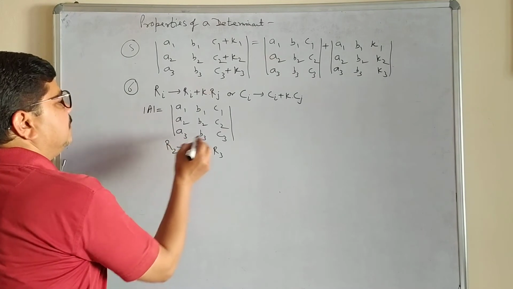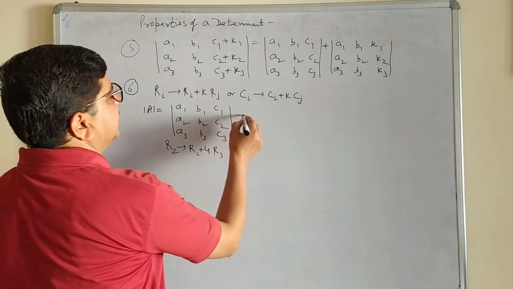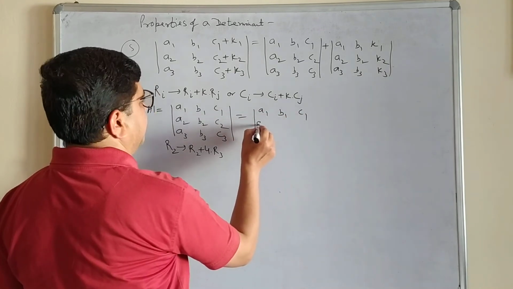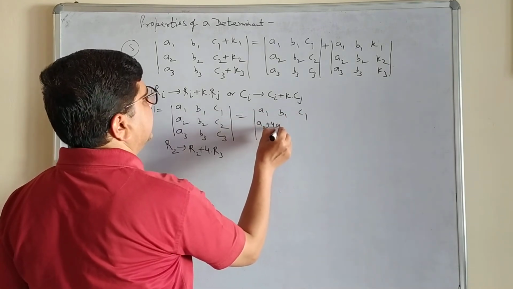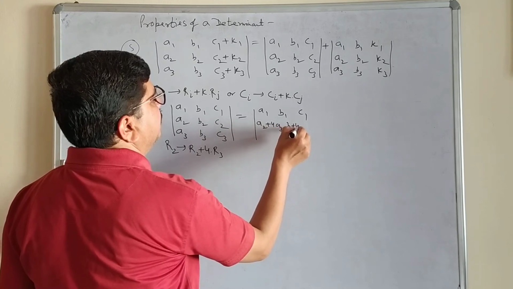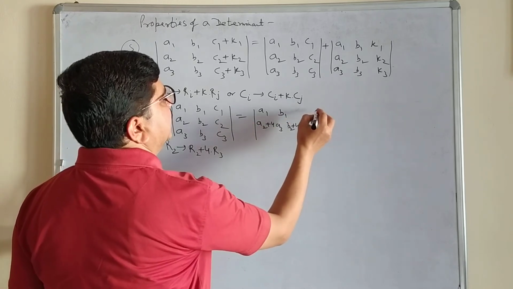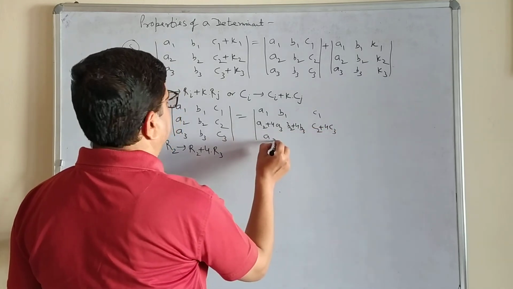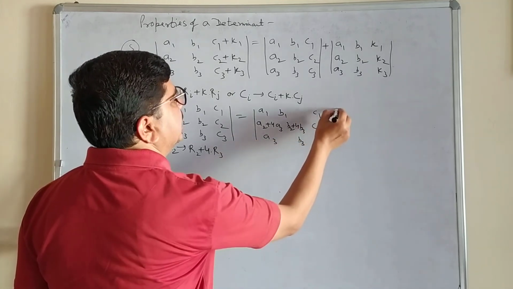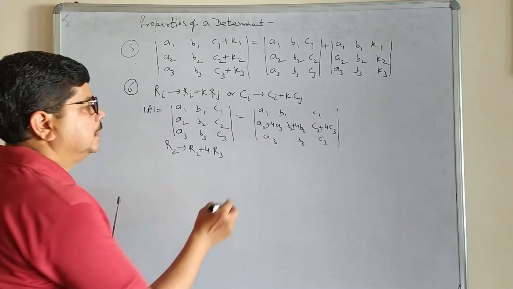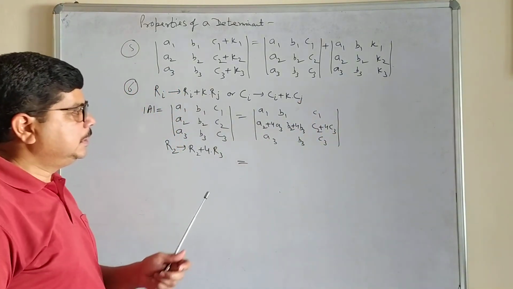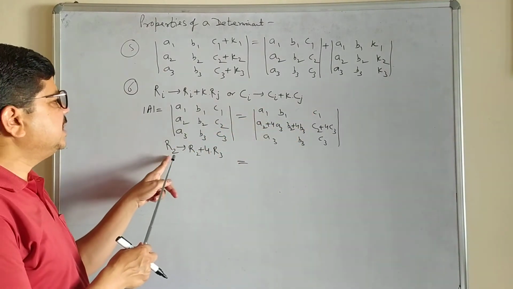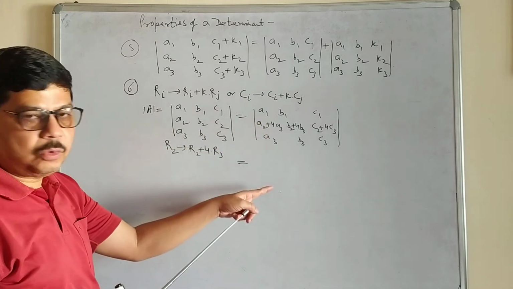So writing R2 as R2 plus 4 R3, it becomes A1 B1 C1, A2 plus 4 A3, B2 plus 4 B3, C2 plus 4 C3, A3 B3 C3. First row as it is, third row as it is. The transformation has been done along the second row only.